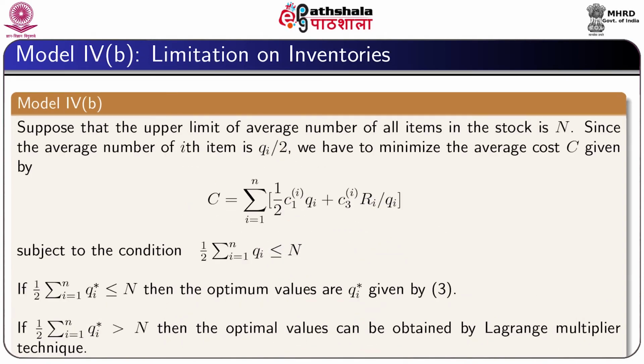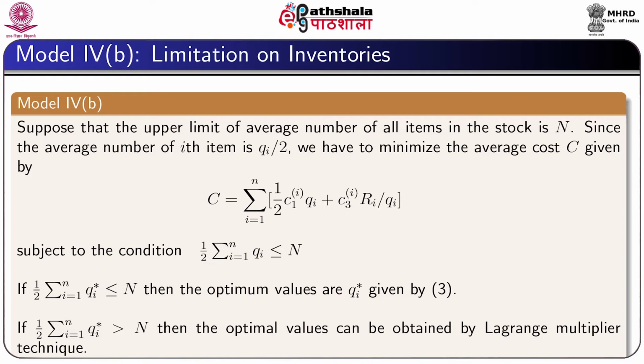Now, we consider the model with limitation on inventories. Suppose that the upper limit of average number of all items in the stock is n. Since the average number of items is Qi by 2, we have to minimize the average cost C given by C equal to summation over i equal to 1 up to n of half C1i Qi plus C3i Ri by Qi, subject to the condition half sigma i equal to 1 up to n Qi is less than or equal to n.